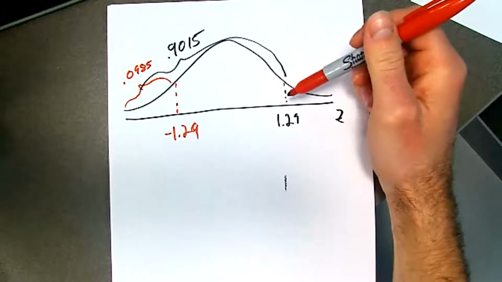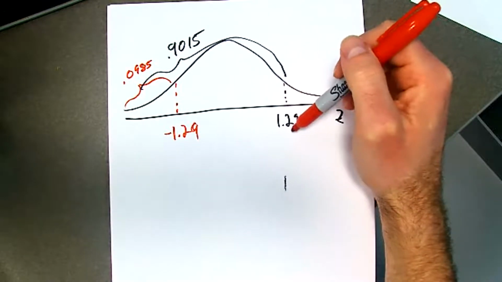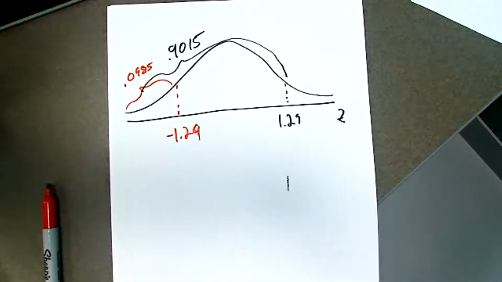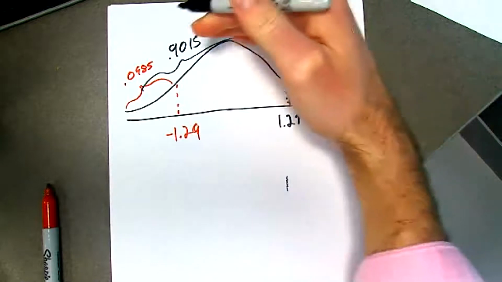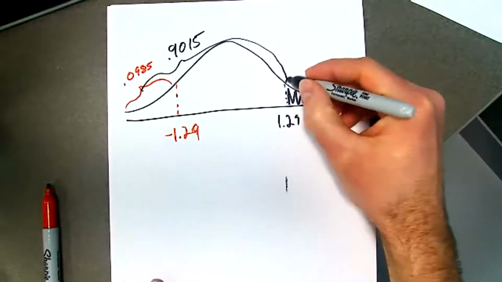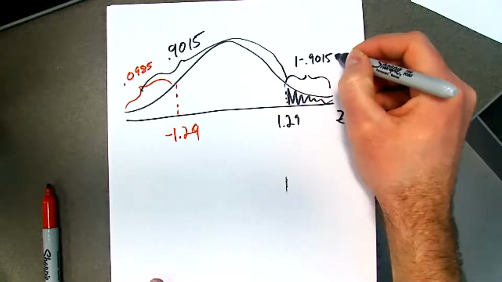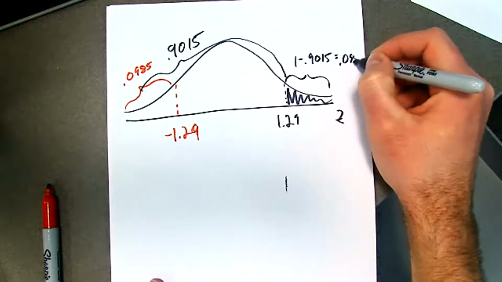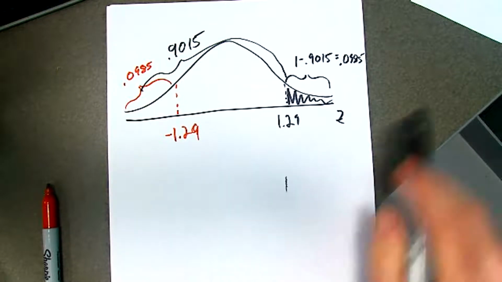So one thing we'll notice here is if I know the area to the left of this z-score, I can also find the area to the right, because the area under the curve is 1. So if I know the area to the left is 0.9015, we'll just subtract that from 1, giving 0.0985. That goes the same way. If you know the left of negative 1.29, you could have just taken 1 minus that 0.0985 to get that.